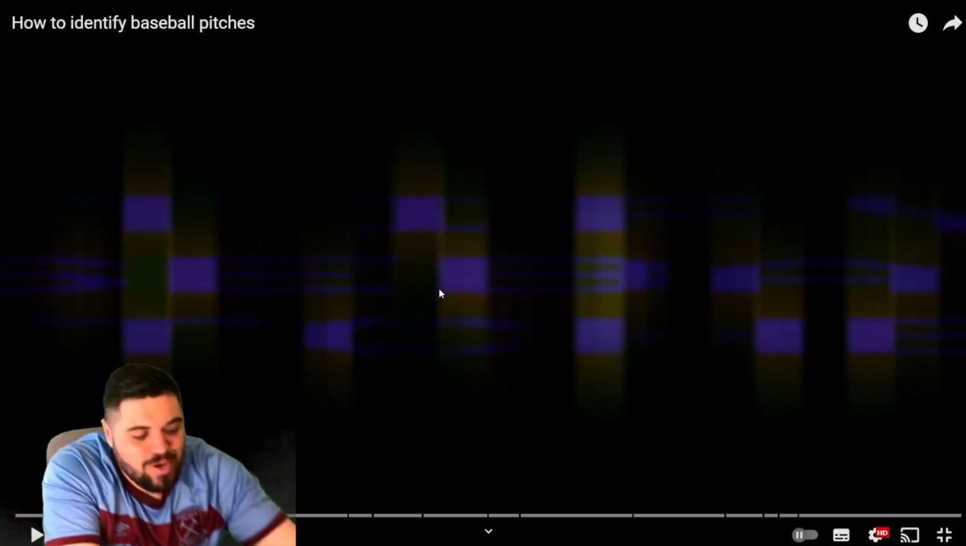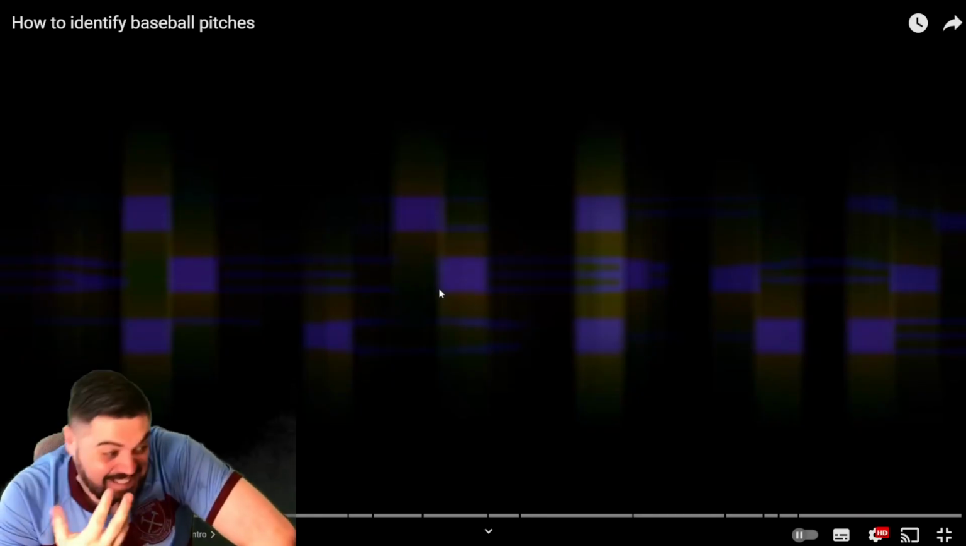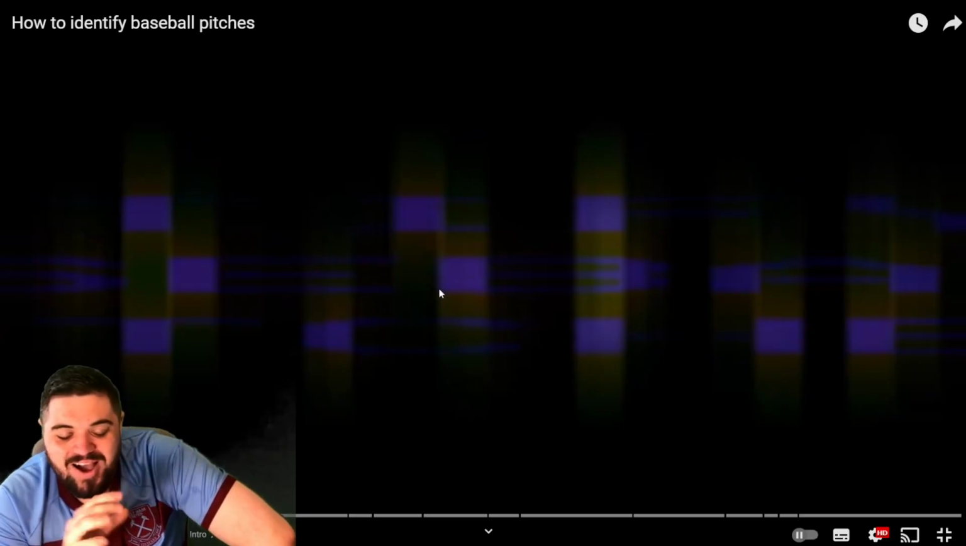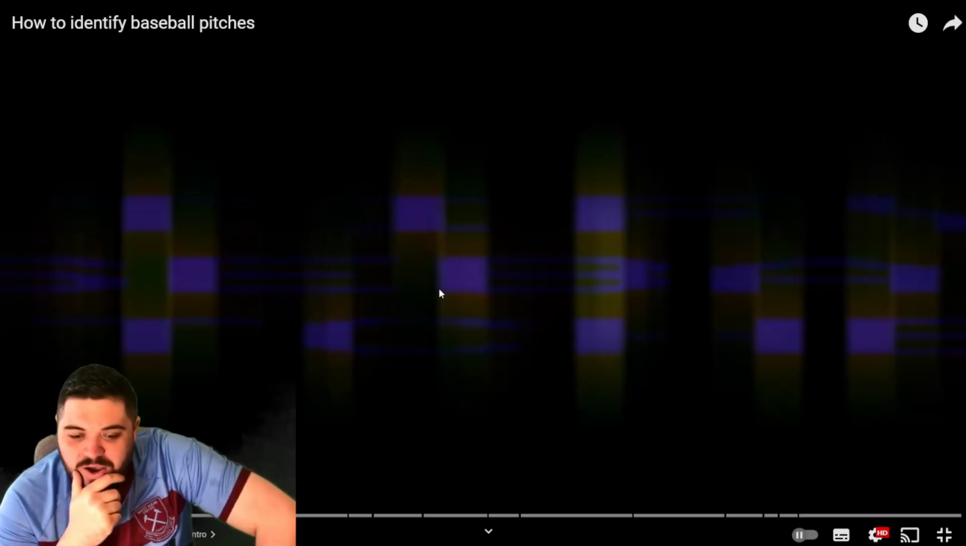We learn a little bit. We learn obviously two-seam, four-seam, cutter. I'm not going to pretend I can remember many more, but it's something that you're going to have to get used to quite quickly.